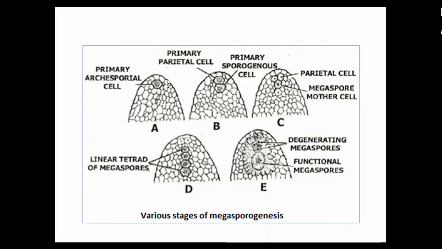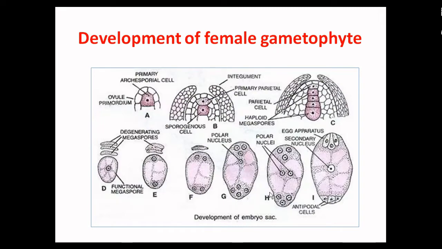So this is how the megaspore formation occurs. That is, the archisporial cell divides to form the parietal cell and sporogenous cells, and these sporogenous cells may directly function as a megaspore mother cell, and it forms the linear tetrad of megaspores, and out of these 4 megaspores, one remains functional and 3 degenerate.